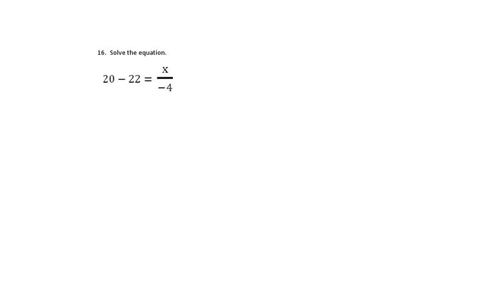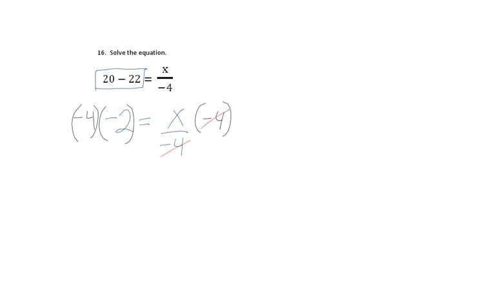Question 16. What we can do first is combine 20 and 22. 20 minus 22 is negative 2, still equal to x over negative 4. And now, in order to get rid of the fraction, let's multiply both sides by negative 4. On the right side, the negative 4's will cross off, leaving x alone. On the left side, negative 4 times negative 2 is positive 8.